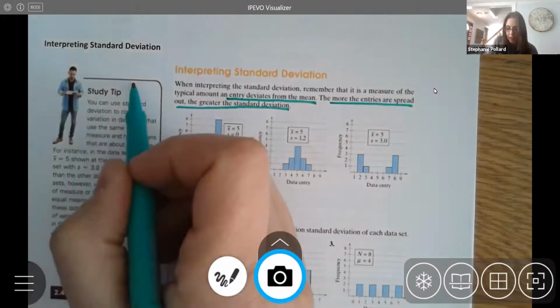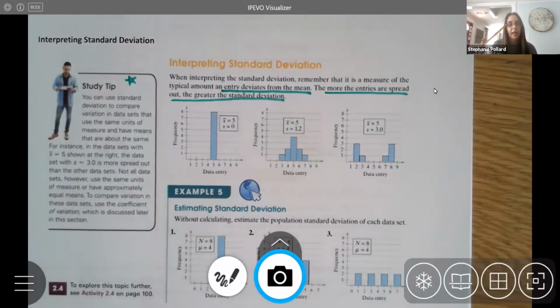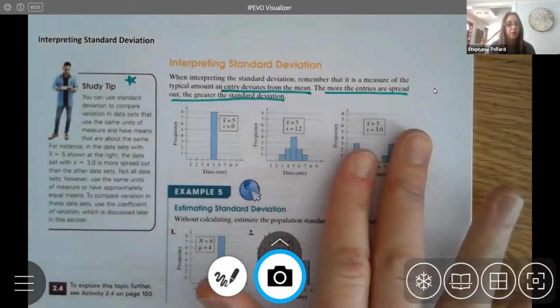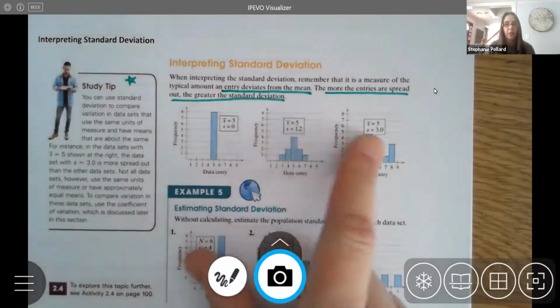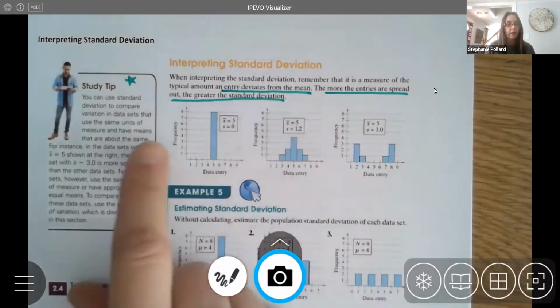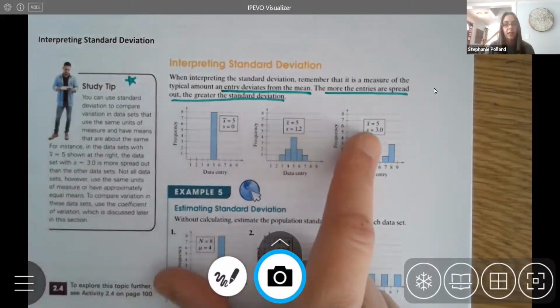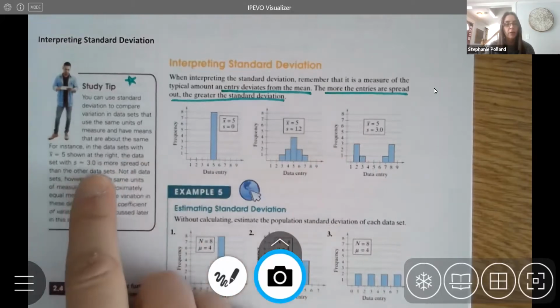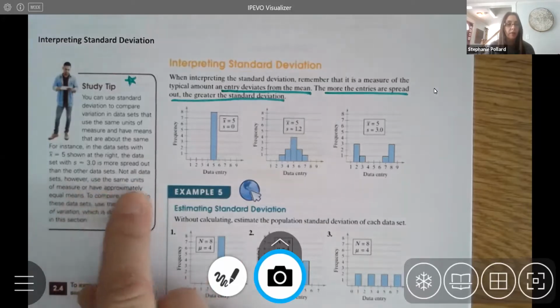And just as a side note here, I thought this was a good study tip, which is why I left it in. You can use standard deviation to compare variation in data sets that use the same units of measure and have means that are about the same. So that's when it's most helpful. So for instance, in the data sets over here, where the mean equals 5 is shown, if you look at each of these graphs, the mean is 5 in each case. The data set where the standard deviation is about 3, which is here, is more spread out than the other data sets. Not all data sets, however, use the same units of measure or have approximately equal means.